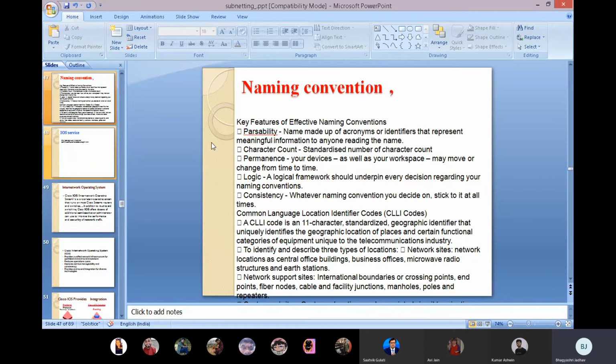Then in those three types, the network site, that is a network location such as a central office building. Then business offices, microwave radio structures and earth stations. Then network support sites, that is international boundaries or crossing points, endpoints, fiber nodes, cable and facility junctions, manholes, poles and repeaters. The second point is network support sites, meaning they support the network. Then which types of network? International boundaries or crossing points, endpoints, fiber nodes, cable and facility junctions, manholes and poles and repeaters.